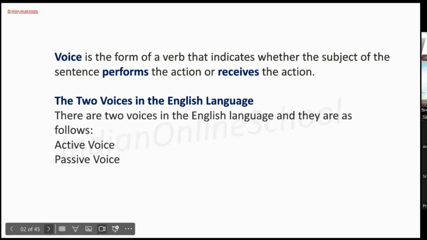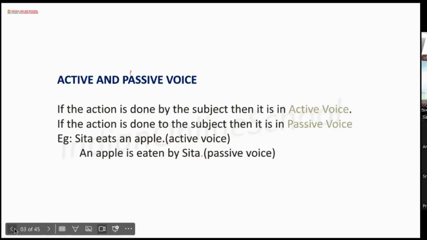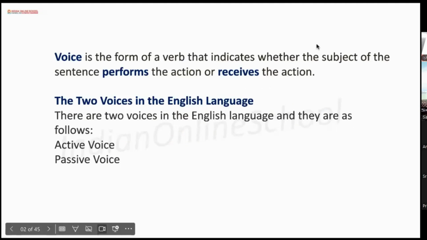So the first thing we will learn, what is voice? Voice is a form of verb that indicates whether the subject of the sentence performs an action or receives an action. This is called voice. Now, in the English language, we have two voices: one is active voice, one is passive voice.